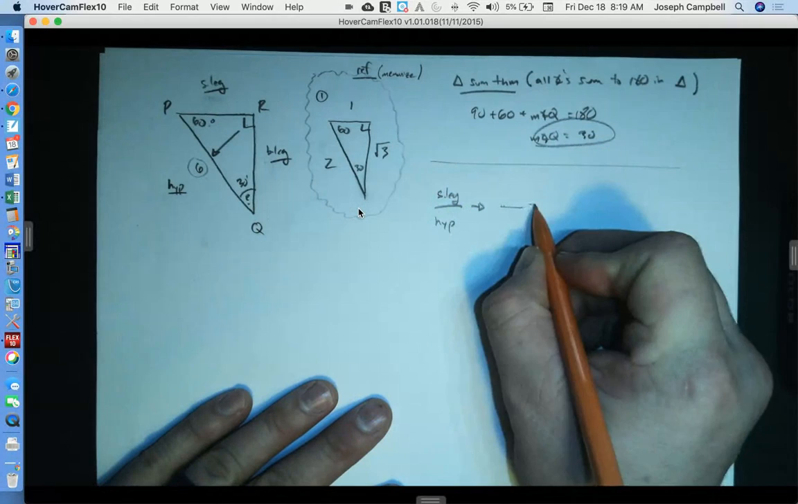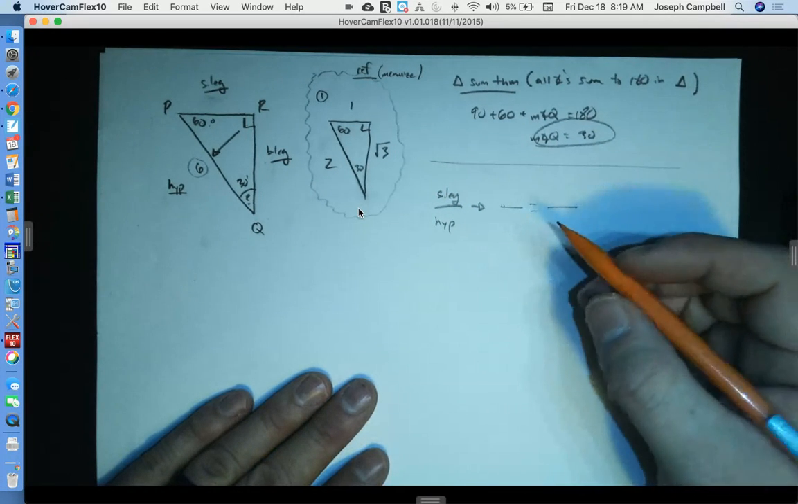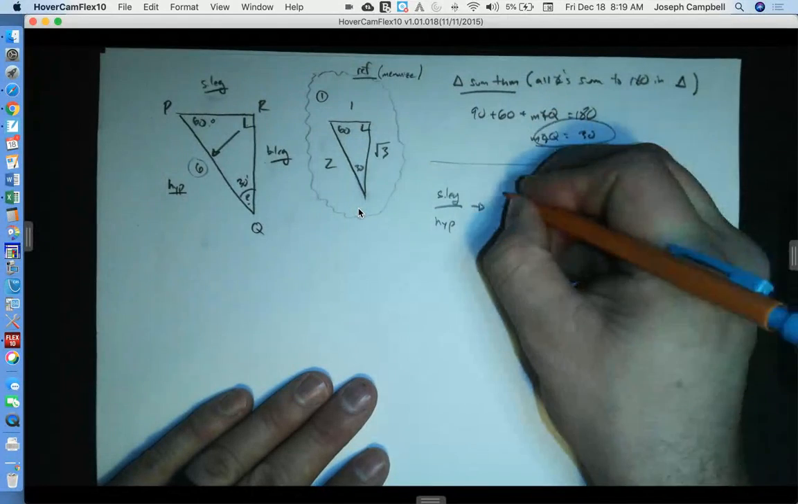So I set up my proportion. This might look a little more familiar to you now. Might be coming back to you. Okay, I don't know what the small leg is. That's PR.